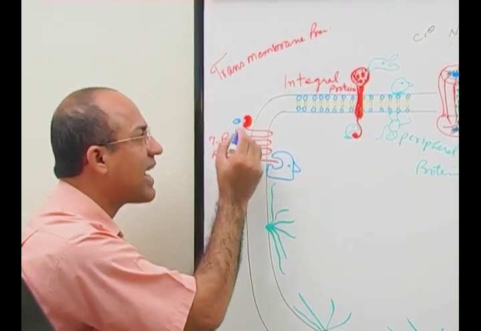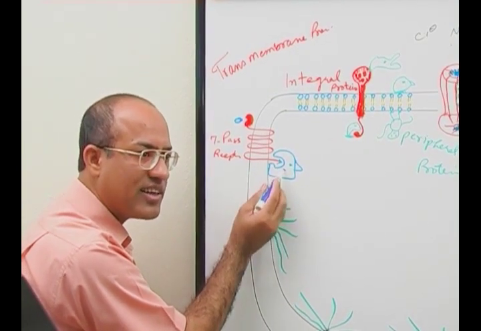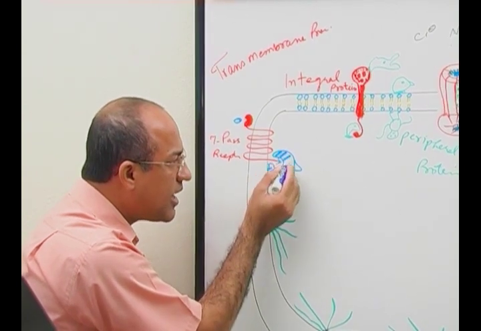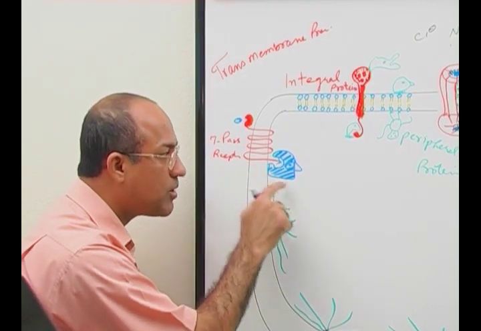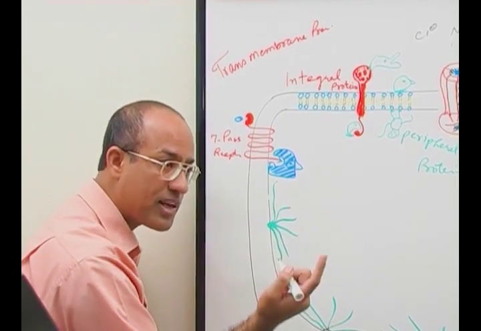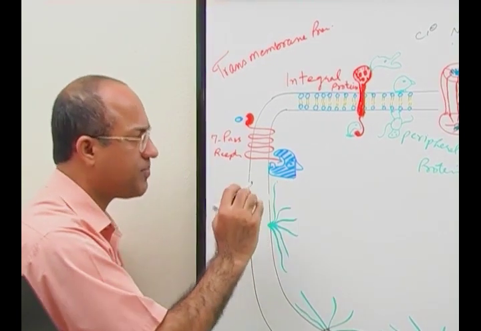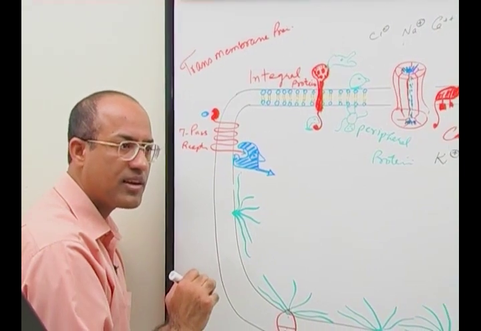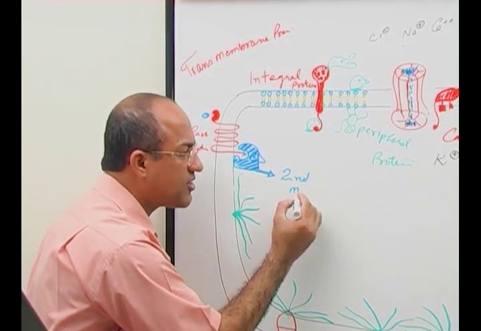Receptor is an integral protein. But when the receptor is activated, it gives a signal to some protein which is associated inside. What is this protein associated inside? This is an example of a peripheral protein. So integral proteins may be associated with peripheral proteins. And this protein may give signals further into the cell and activate the second messenger system.